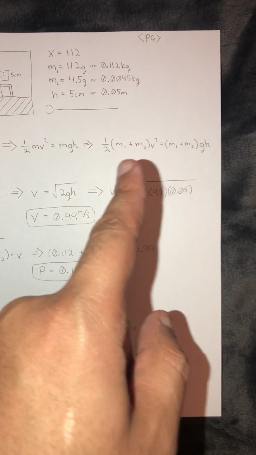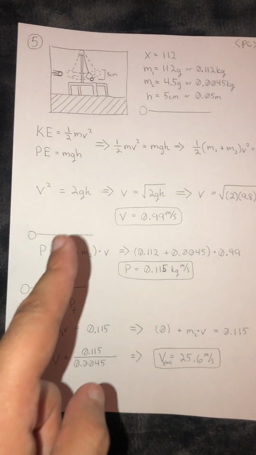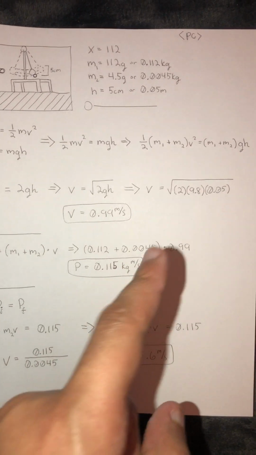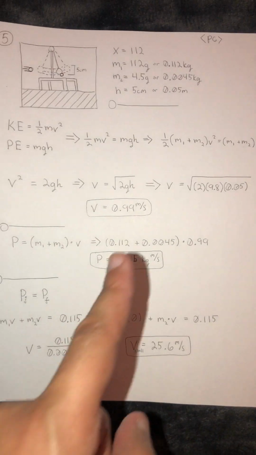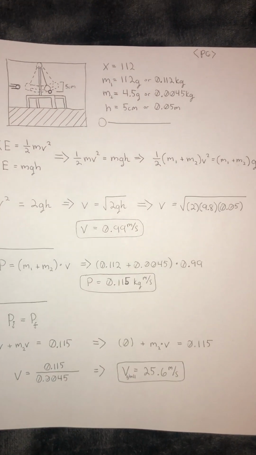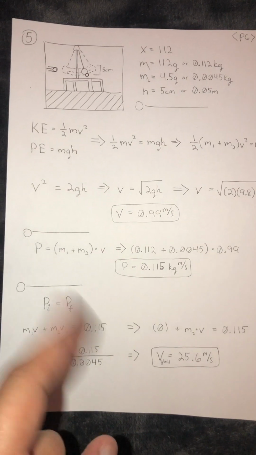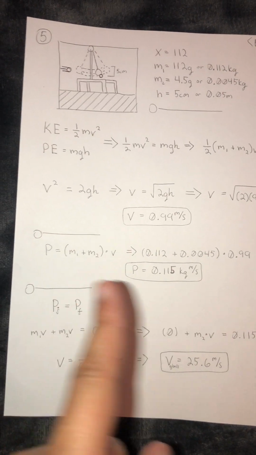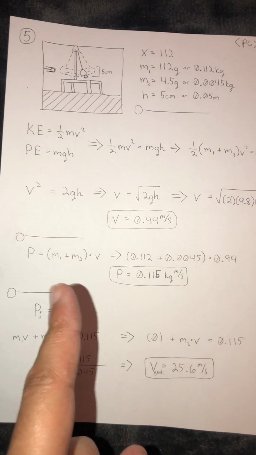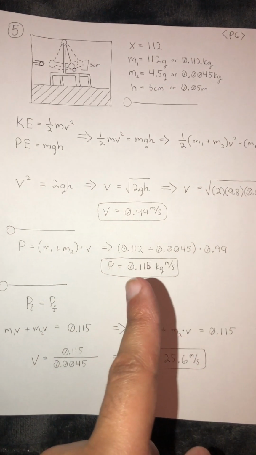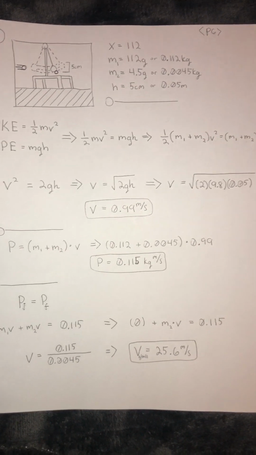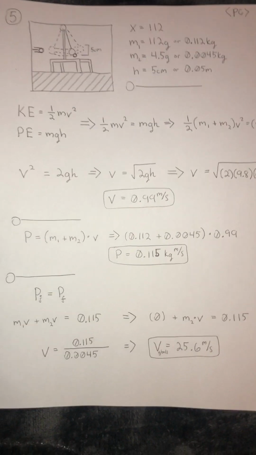I'm going to start adding in the masses, and then I'm going to start solving down for the velocity, eventually taking the square root and plugging in all the numbers. And I ended up with the velocity of both of these being, let's just say, 1 meter per second. From there, I can plug that into the momentum formula with both of the masses, and I get 0.15 kilogram meters per second.